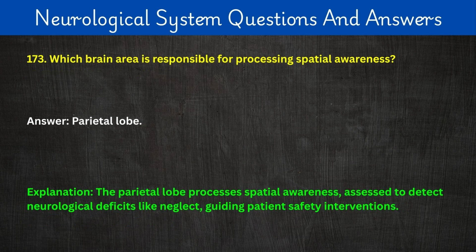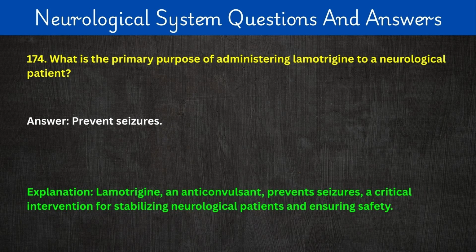173. Which brain area is responsible for processing spatial awareness? Answer: parietal lobe. Explanation: the parietal lobe processes spatial awareness, assessed to detect neurological deficits like neglect, guiding patient safety interventions.